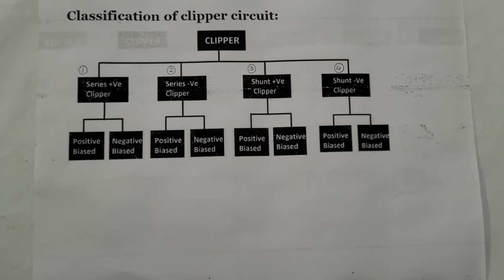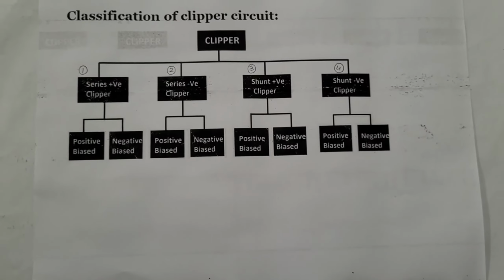The first circuit is series positive clipper. Here D represents the diode, R represents the resistor, VO is the output voltage measured across the resistor. VI is the input AC voltage varying from plus V volt to minus V volt, which is fed across the AB terminal of the circuit.